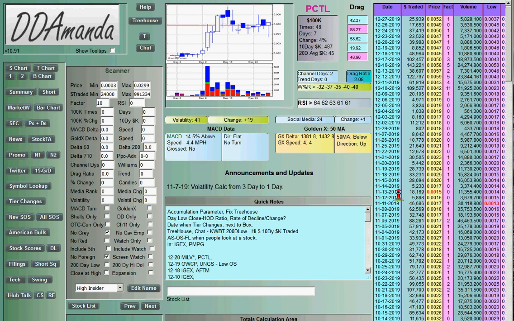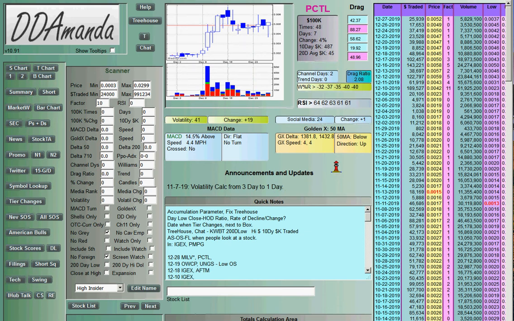Okay, I wanted to add something, and I'm going to add it to that video. As far as the share structure, everybody wants to know how many shares are out there, and everybody talks about what's the float. But anyway, here's how you find it out.